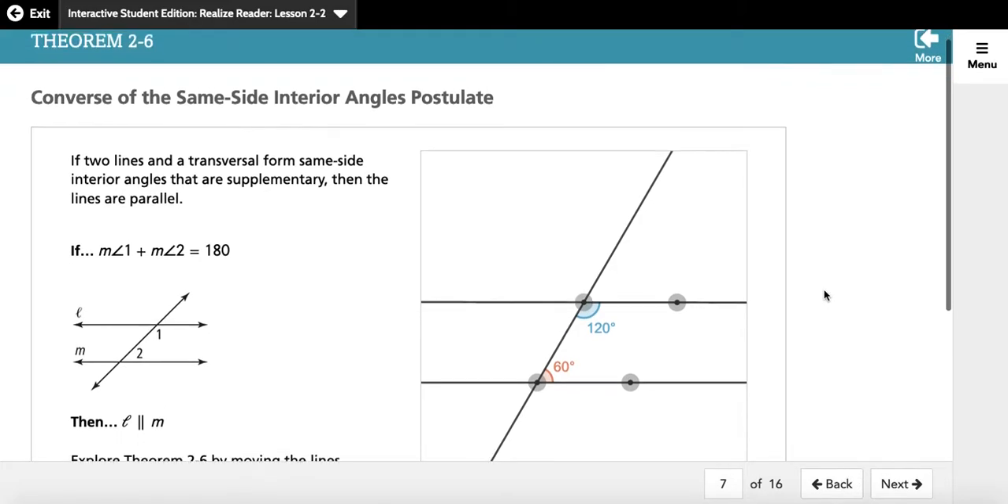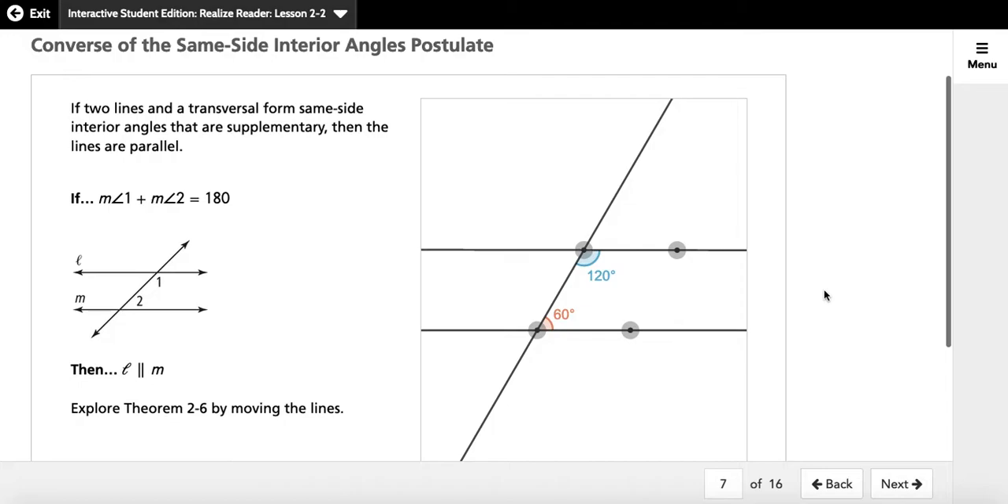We're going to first start with the converse of the same side interior angles postulate. If two lines and a transversal form same side interior angles that are supplementary, then the lines have to be parallel.